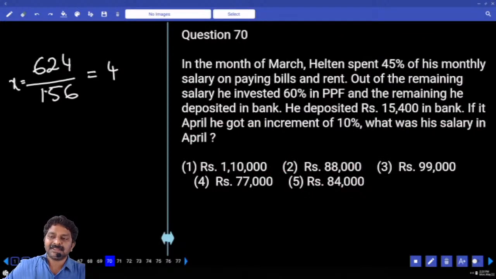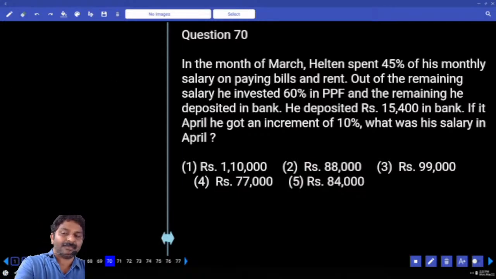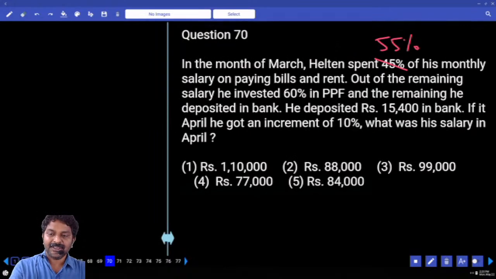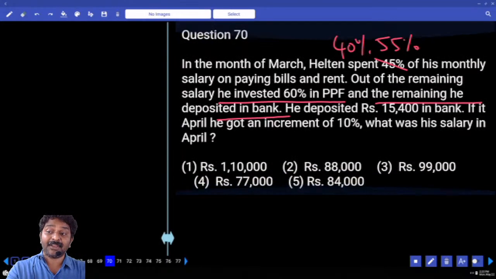In the month of March, Shelton spends 45% of his monthly salary on paying bill and rent. Out of the remaining salary, he invested. What is remaining so far? 55%, because 45% is over. Remaining is 55. He invested 60% in PPF and the remaining he deposited in the bank. So remaining is 40% of 55 only.